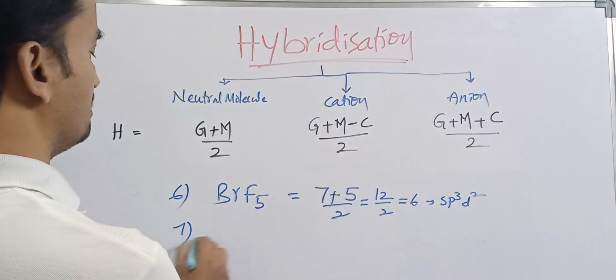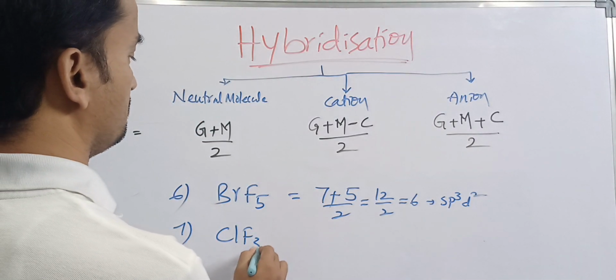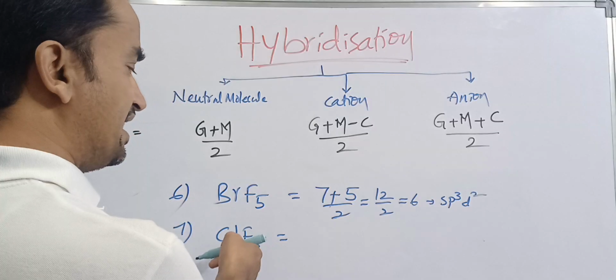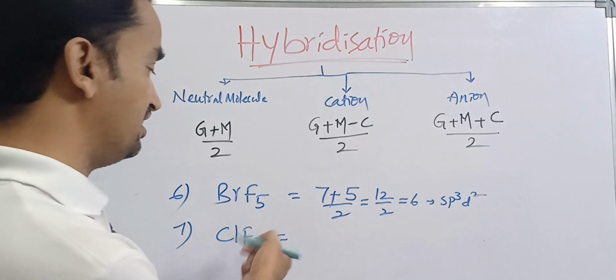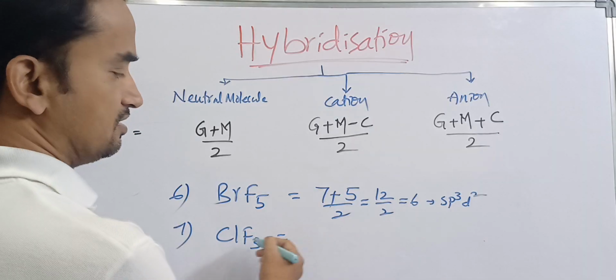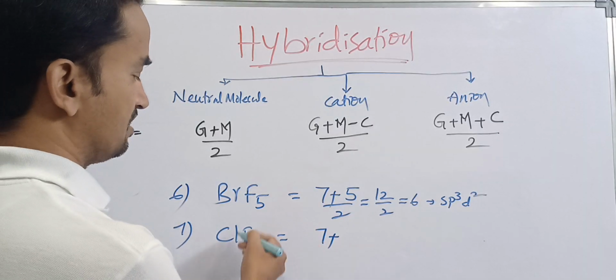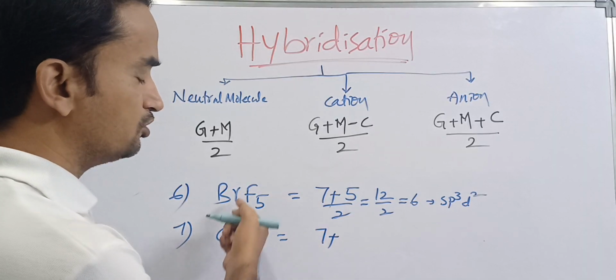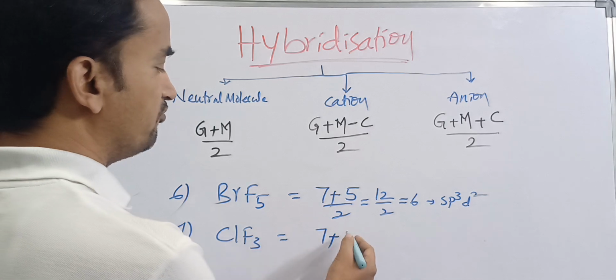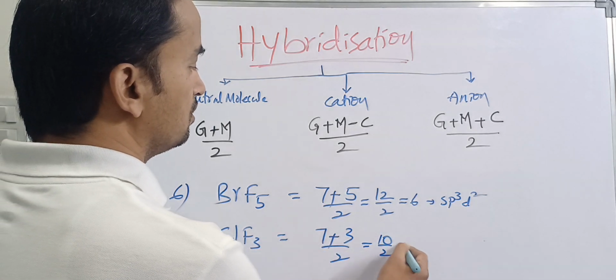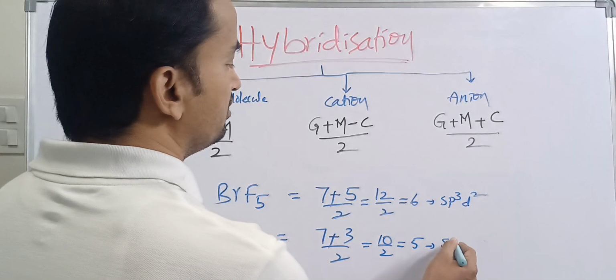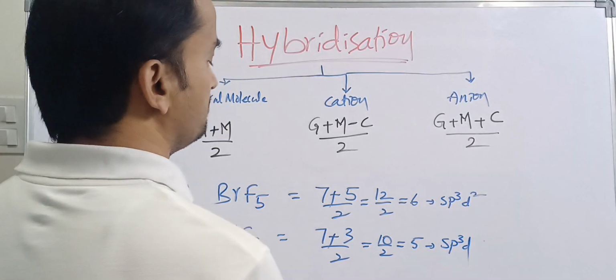Suppose another one, ClF3. Now here it is a trihalide. The previous case was a pentahalide, here it is a trihalide, again interhalogen compounds. So here chlorine again 7. Why? Because bromine and chlorine both belong to the 7th group. Now here the number of monovalent atoms is 3, so 10 divided by 2, you will be getting 5. So the hybridization is sp3d.